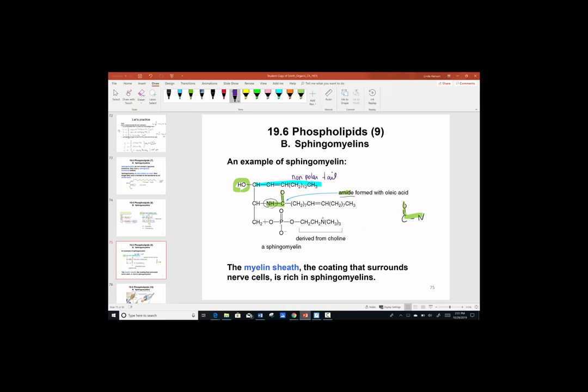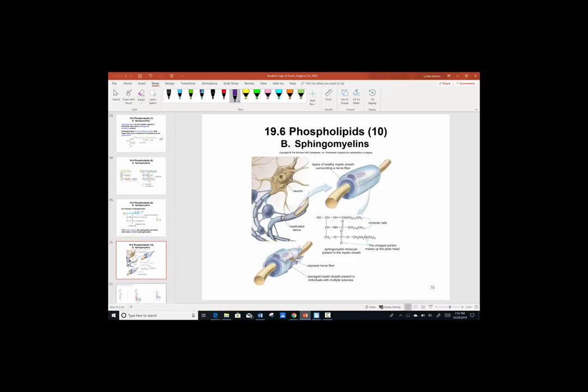So we still have a phosphodiester linkage. The carbon leads to an oxygen, and instead of a carbonyl, it now leads to the phosphorus. This is known really as the myelin sheath. It's the coating that surrounds nerve cells, and very rich in sphingomyelins. That's a coating on the nerve cell to help the axons conduct electrical current quite quickly down a long axon and dendrite.